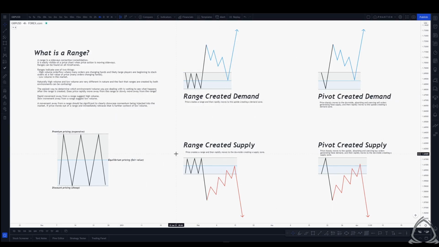The same can be said for range created supply. We see that sideways range. We see price expand out of that range to the downside, and then we see price return back into that range and then continue.